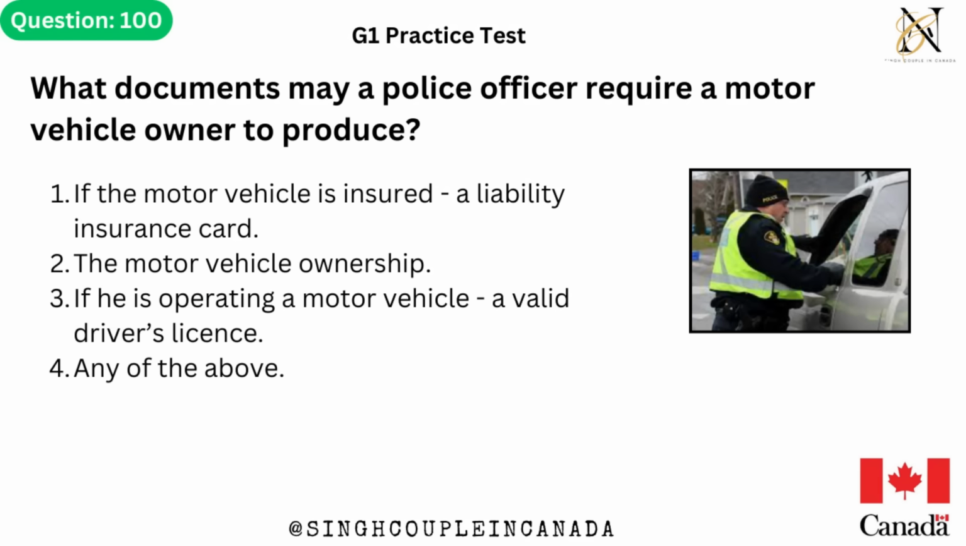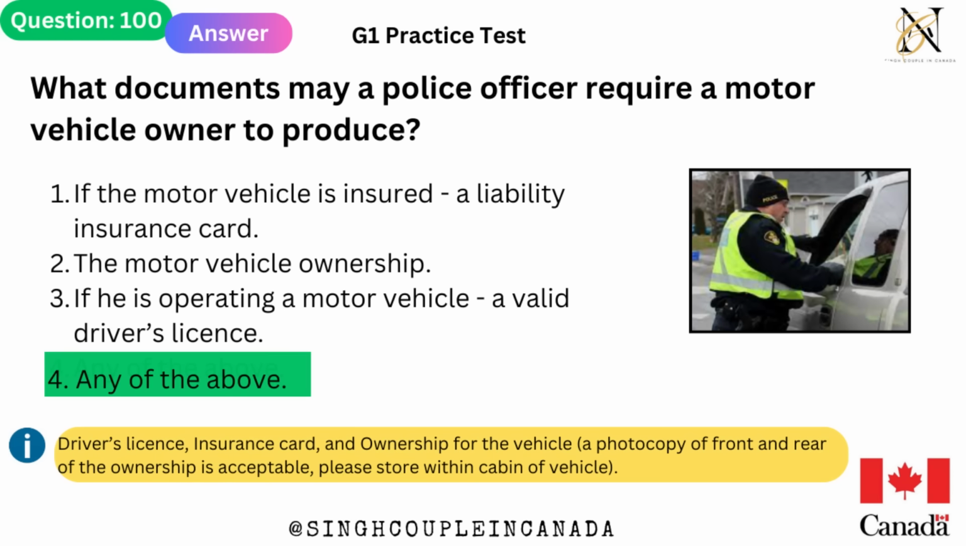What documents may a police officer require a motor vehicle owner to produce? 1. If the motor vehicle is insured, a liability insurance card. 2. The motor vehicle ownership. 3. If he is operating a motor vehicle, a valid driver's license. 4. Any of the above. The answer is 4. Any of the above. Driver's license, insurance card, and ownership for the vehicle. A photocopy of front and rear of the ownership is acceptable. Please store within cabin of vehicle.